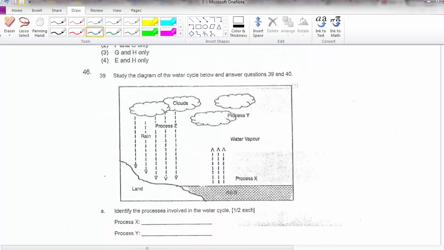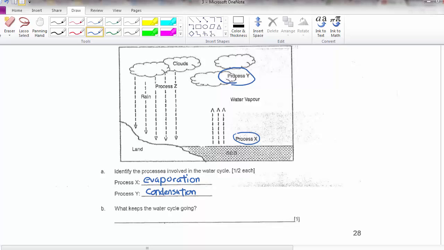Question 46. Now you're supposed to identify the processes involved in the water cycle. Okay, so let's look at process X. So X is here. So X is basically the sea into water vapor. So what is this process called? So it's called evaporation. Then Y is here. So Y is when the water vapor forms to clouds, and this is called condensation. Okay, so evaporation and condensation.